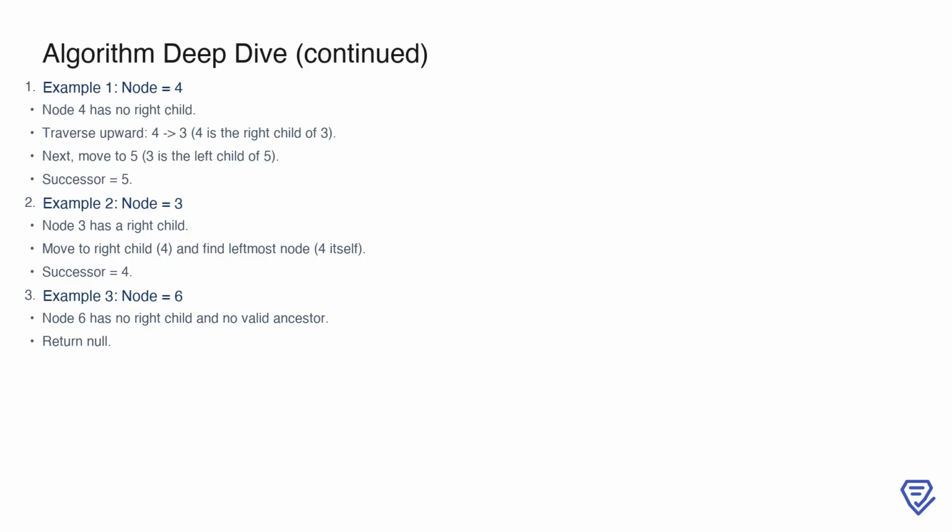Next, take node 3. This node has a right child, so we move to the right child, node 4. Since node 4 has no left child, it is the inorder successor of 3. Finally, consider node 6. Node 6 has no right child and no ancestors where it is a left child, meaning it is the largest node in the tree. In this case, the function correctly returns null, as there is no inorder successor. These examples highlight how the algorithm adapts to different scenarios while maintaining efficiency and correctness.